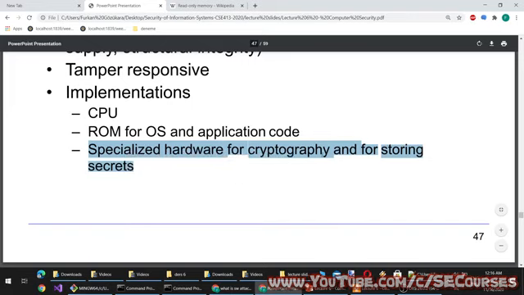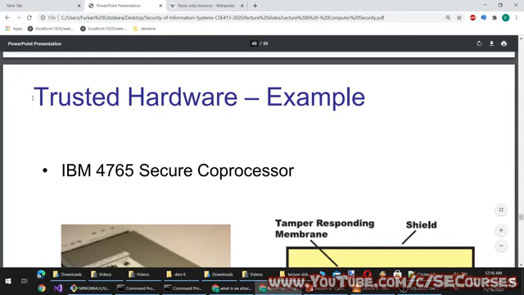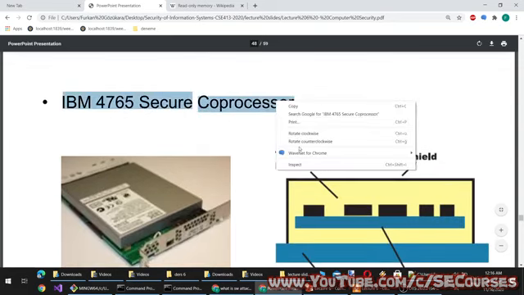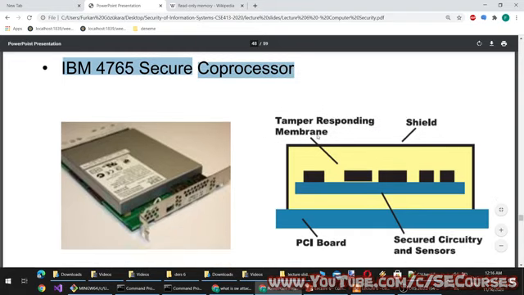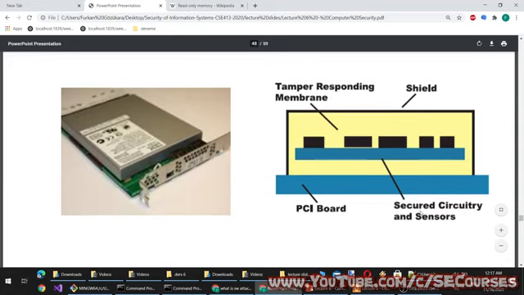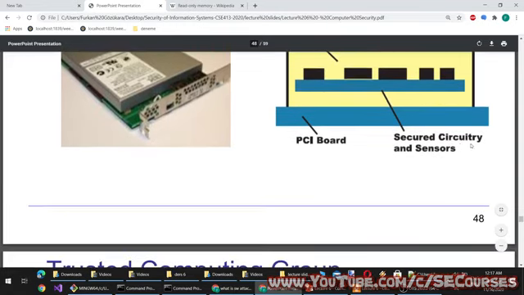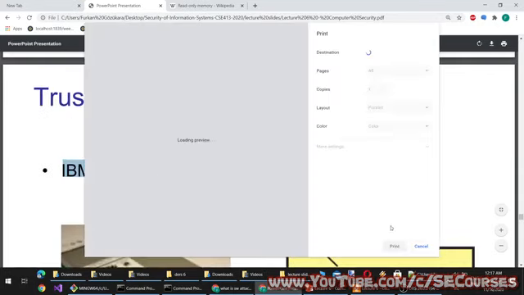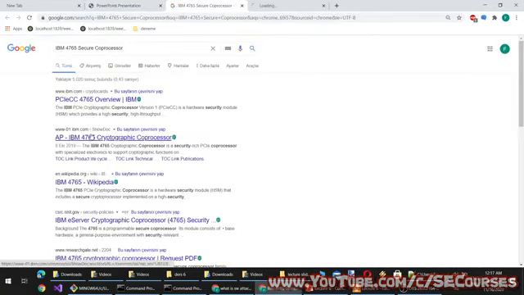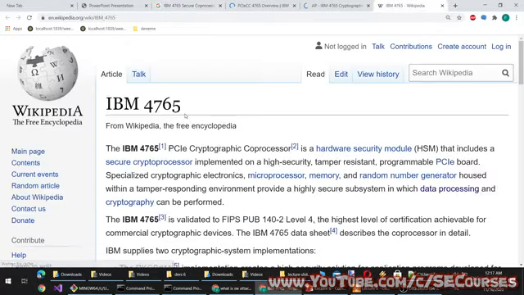Specialized hardware for cryptography and for storing secrets. Trusted hardware, example: IBM 4765 secure coprocessor. Okay, so it is a coprocessor, as you can see. Tamper-responding membranes, shields, PCI board security circuitry, and sensors. Let's look at this in Google. Okay, there is Wikipedia.